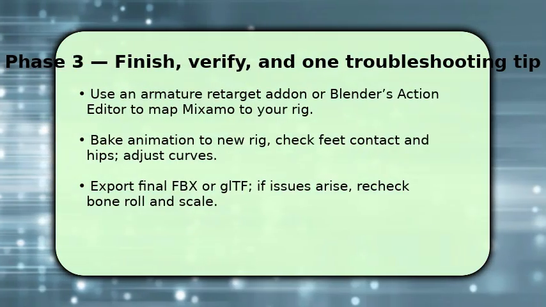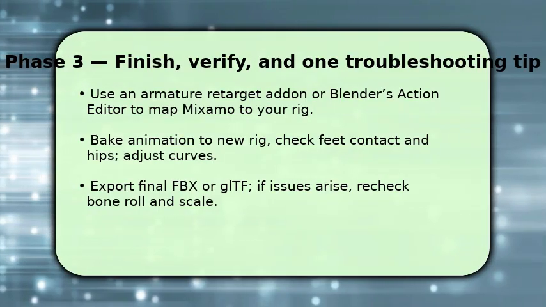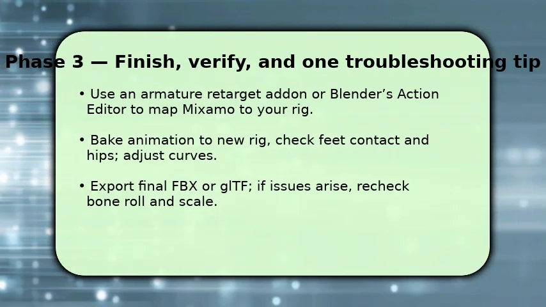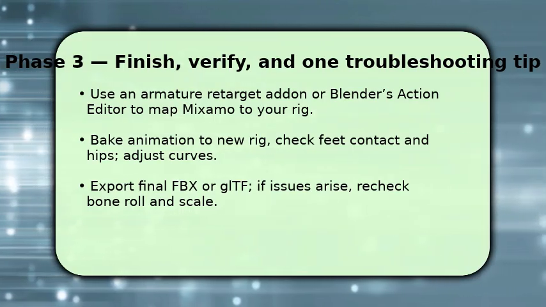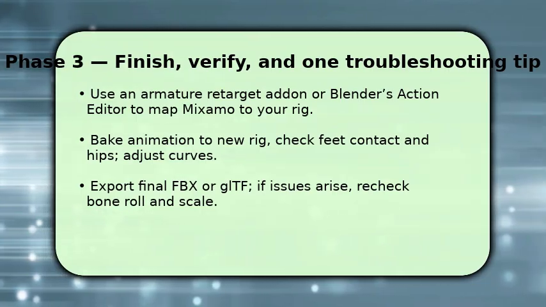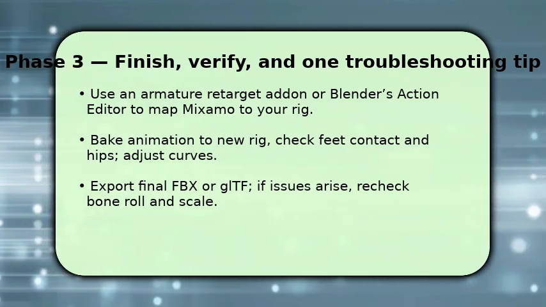You now retarget Mixamo animations to your character and finalize the scene. Use a retargeting add-on or manually map bones in the action editor, then bake the animation onto your target armature to lock keyframes. Once baked, scrub the timeline and fix foot sliding, hip offsets, and any unwanted root motion by adjusting F-curves or adding corrective keyframes.